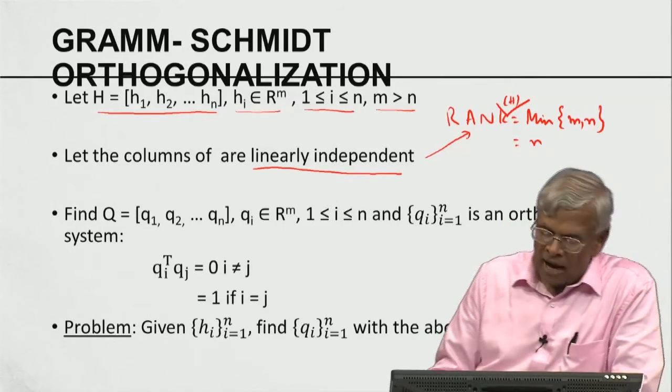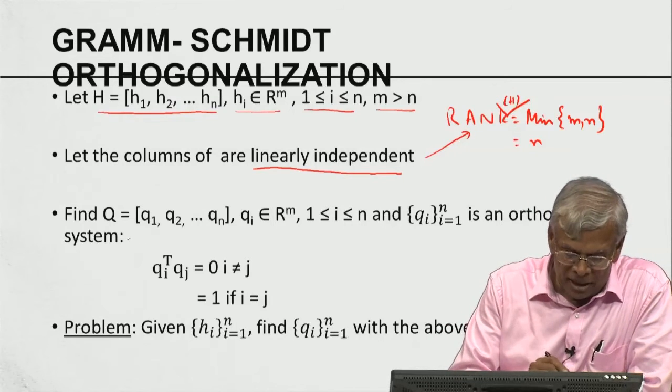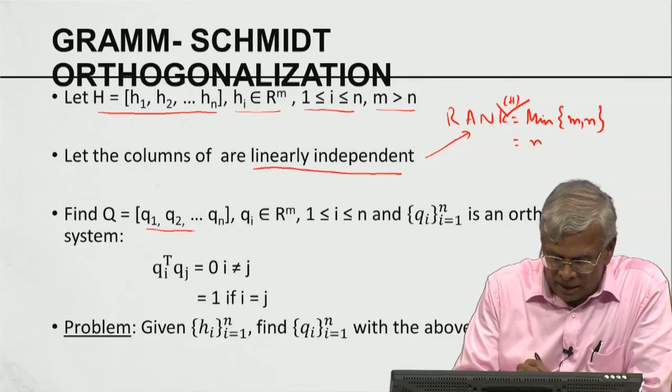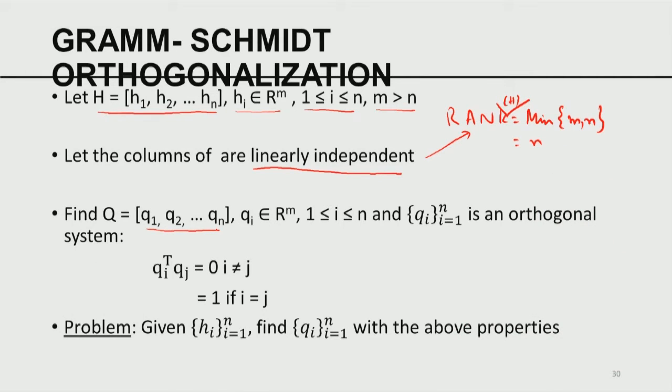So what is our aim? Our aim is to be able to find a Q matrix with N columns, which are q1, q2, ..., qn. I would like the columns of Q to be an orthogonal system. In fact, an orthonormal system. That is given by the following: if I take any two vectors with distinct indices i and j not equal, qi transpose qj is 0. If i is equal to j, qi transpose qi is 1. So this is orthonormal.